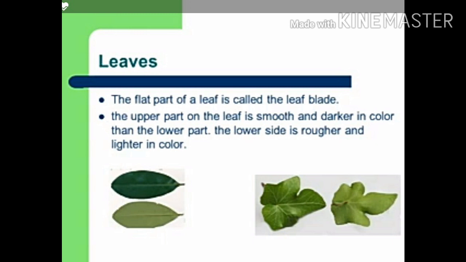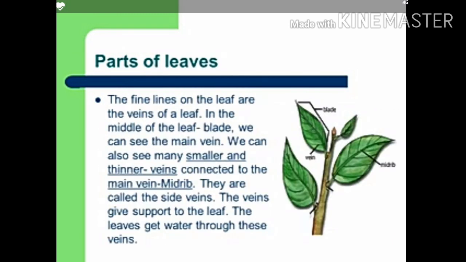Now let us learn about the parts of leaves. The fine lines of the leaf are the veins of a leaf. In the middle of the leaf blade, we can see the main vein, called the midrib. We can also see many smaller and thinner veins connected to the main vein. They are called the side veins. They give support to the leaf.